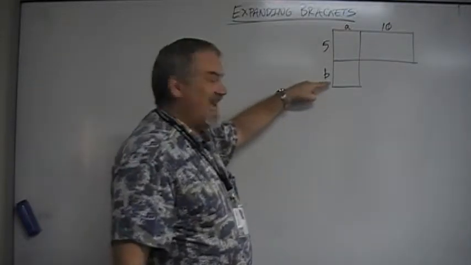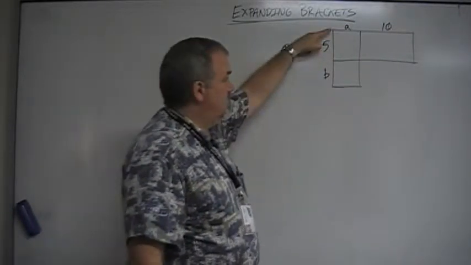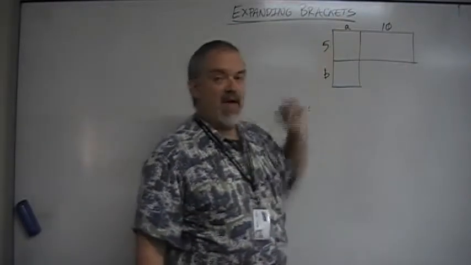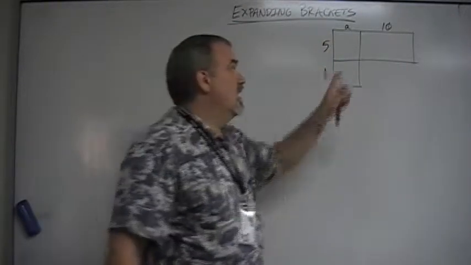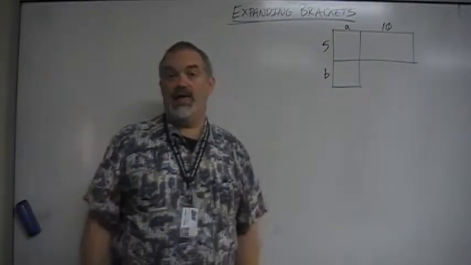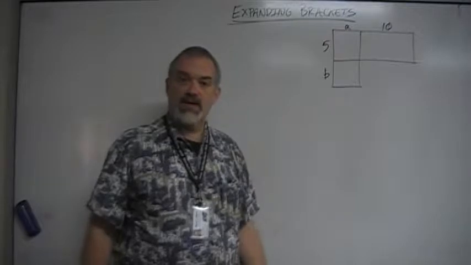This distance is B. We don't know how far it is. This distance is 5. This distance is A. We also don't know how far that is. And this is 10. Now you do know how to do the area of a rectangle. So let's talk about this.